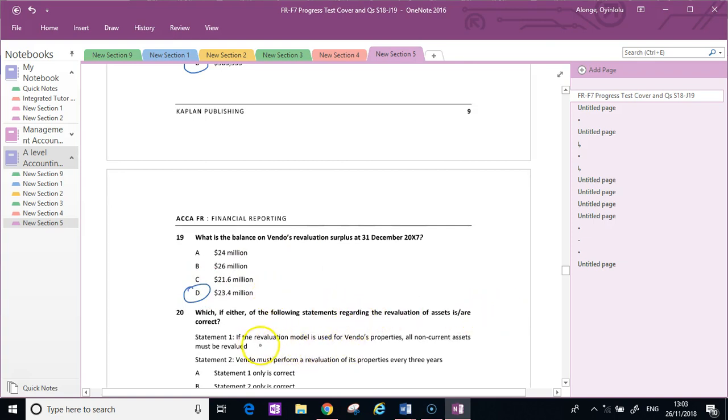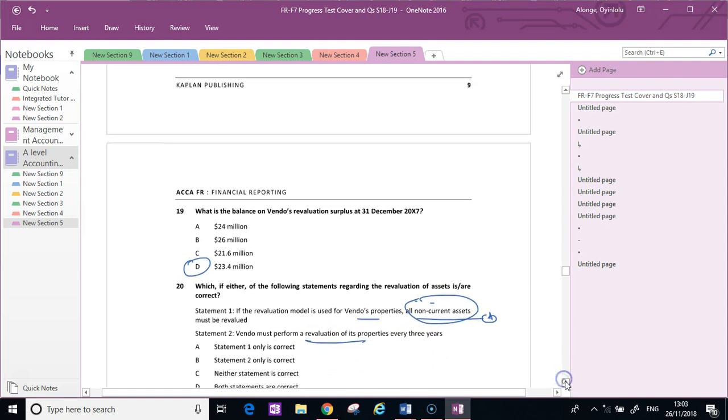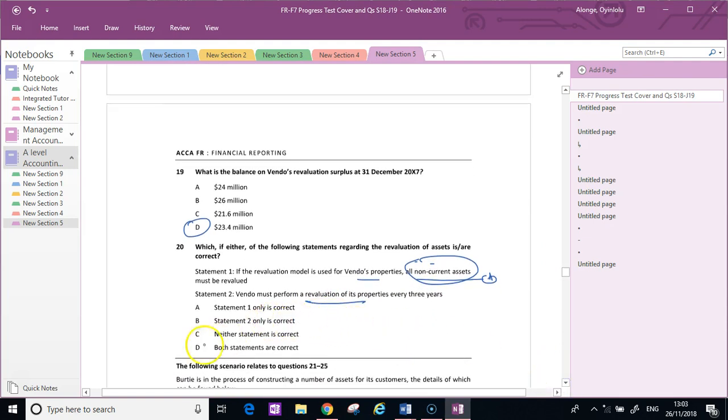Now let's look at this. If the revaluation model is used for vendor properties, all non-current assets must be revalued. That's not true. All properties in that classification, yes, but not non-current assets like machinery. Be very careful. This is a little trick question here. All properties must be revalued, just not all non-current assets. And they must perform a revaluation every year, really, not every 3 years. So unfortunately, neither statement is correct. So you must really do this up to date. Your valuation must be up to date, pretty much. Cool, great stuff.